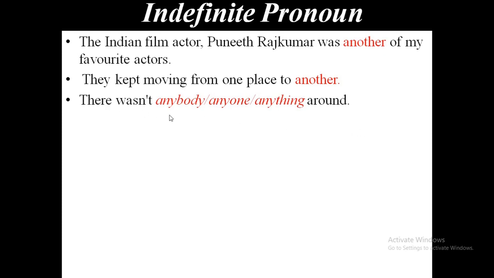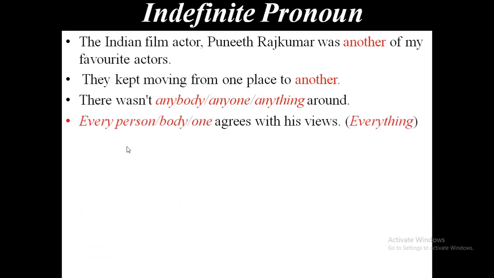There wasn't anybody or anyone, anything around. Here anybody, anyone, anything are not going to refer to any particular person or thing, but are referring generally. So that's why, there wasn't anybody, anyone, anything around. These are called indefinite pronouns. And one more: every person or everybody or everyone agrees with his views, or everything is also another pronoun. Everything refers to things, and every person, body and one refer to people.